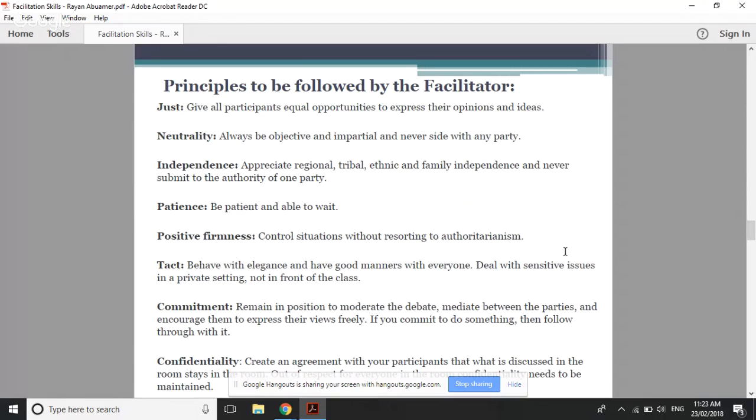All right, so now we jump to principles to be followed by the facilitator.